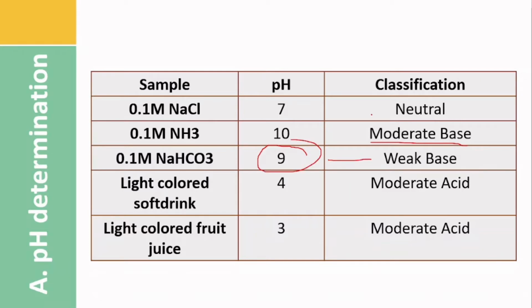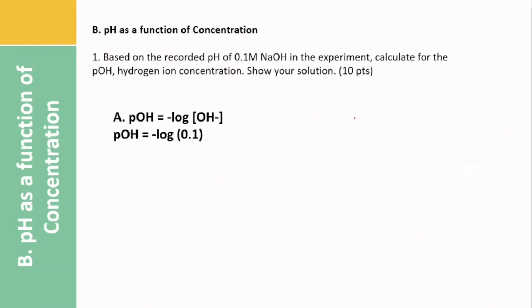Next naman is your light-colored soft drink. So, hindi naman na-mention yung brand dito. It has a pH of 4 and is considered a moderate acid. So, yung mga mahilig mag-soft drinks dyan. Okay? Lastly is your light-colored fruit juice. It has a pH of 3 and is considered as moderate acidic. So, next, discuss na natin yung mga answers nyo on your worksheet.